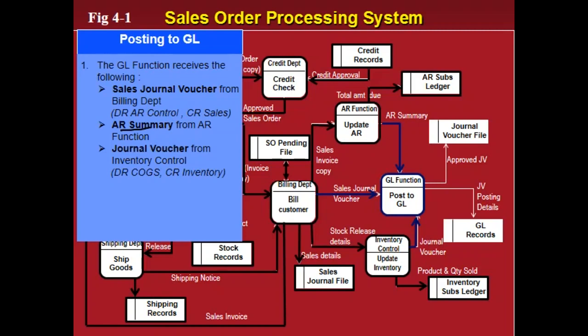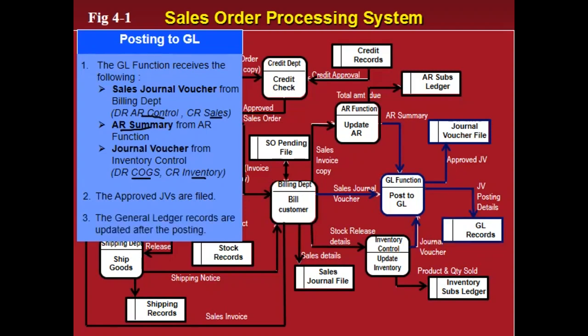Now the double entry that is used to record credit sales, if you remember this in FA2, is to debit the AR control and to credit your sales. Now likewise, the inventory control function will prepare a journal voucher to record the total reduction in inventory from the sales, and this is sent also to the GL function. And in this instance, your double entry is to debit your cost of goods sold and to credit your inventory. Now, once the journals have been posted, the journal vouchers will be filed accordingly, and the accounts in the GL will also be updated after the posting.